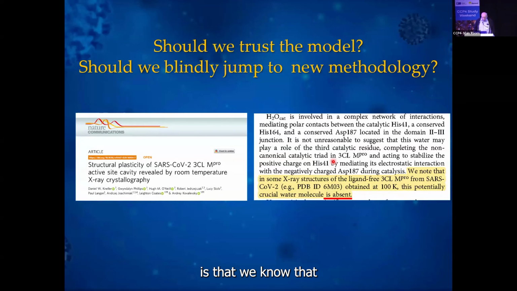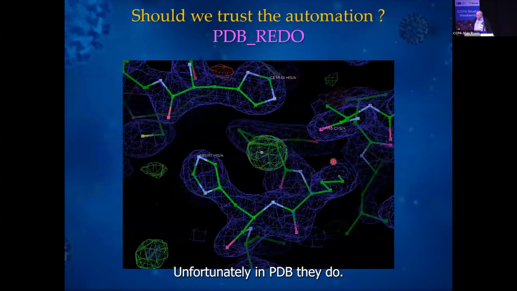Yes, that we know that in some X-ray structure of the ligand, free blah, blah, blah, blah, obtained at 100 Kelvin, this potentially critical water molecule is absent. It's not absent. Authors didn't look at the map. They look at the model. Yes, unfortunately, in PDB redo, this model is absent as well. Yes, and Tassos is author of the program who is adding waters.